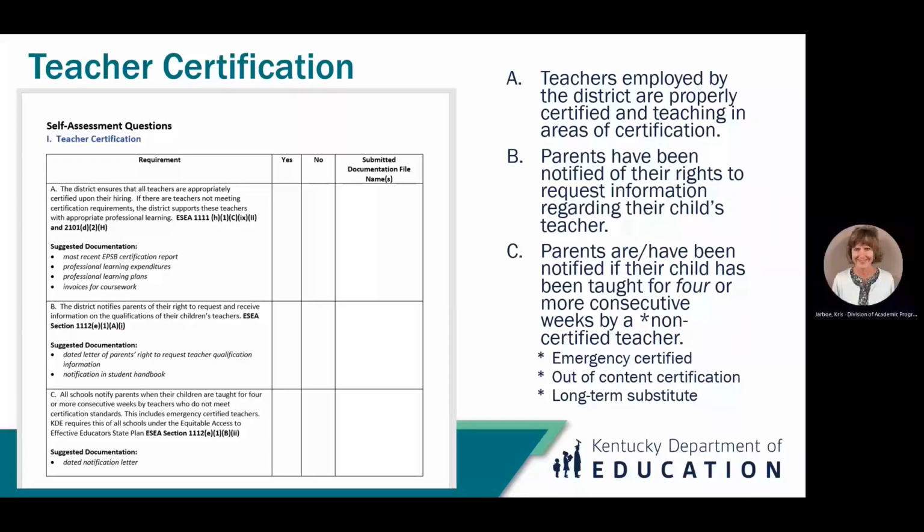Part B asks that you show the letter or your document that notifies parents of their right to request information regarding their children's teachers. And then Part C, if you do have staff members in the district who are teaching either through emergency certification or if they may be in an area that they are not certified for, that you are communicating with families if that staff member has been in that position 4 or more consecutive weeks.